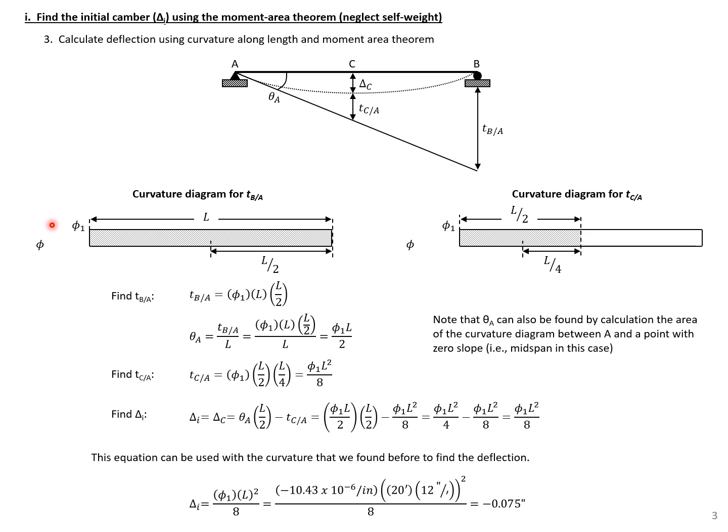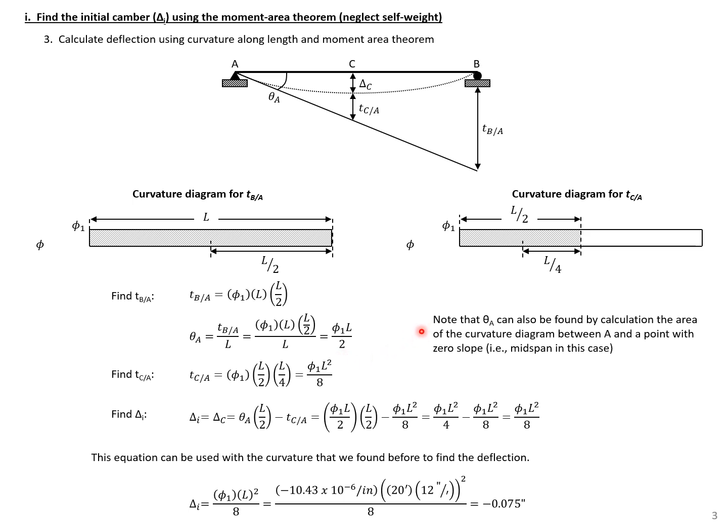We can use the curvature diagram with our different variables to find our deflection. We'll start by finding t sub B over A. To find this, we need the area of the curvature diagram between B and A times the distance between the center of this area and point B. You can see our area is phi 1 times L, and our distance component is going to be L over 2. We can find the theta A then by taking this t sub B over A divided by our length. And if we simplify that, we'll get the value being phi 1 times L over 2.